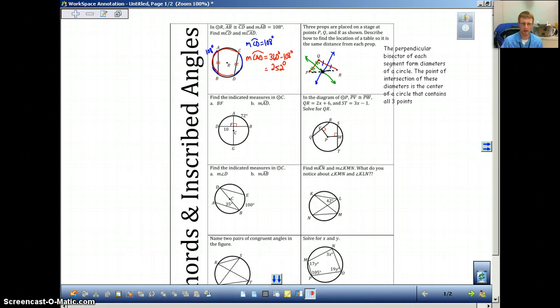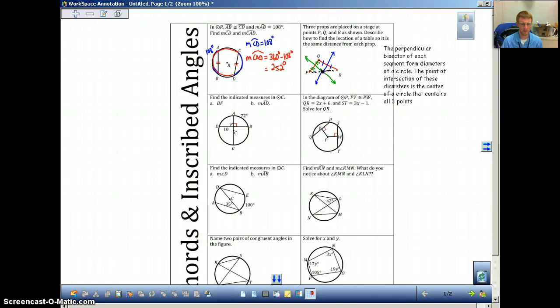All right, so I've typed it out, so that way you can read it. It says the perpendicular bisector of each segment forms diameters of a circle. So that's what we had done. We did a perpendicular bisector here, formed diameters of the circle, and then it says the point of intersection would be the center of the circle that would contain all 3 points. So remember, once we have the center of a circle, all of the points that lie on that circle will be equal distance away from that center.